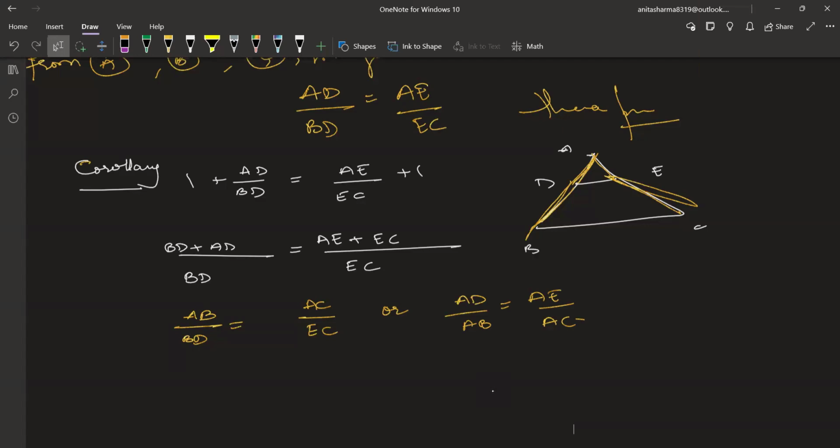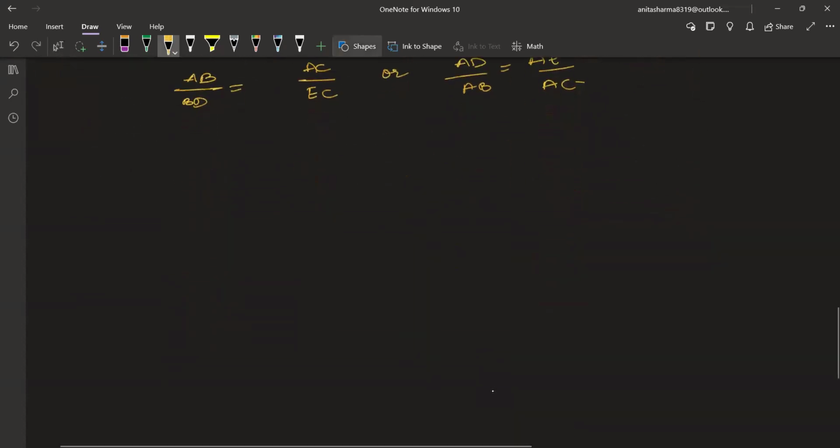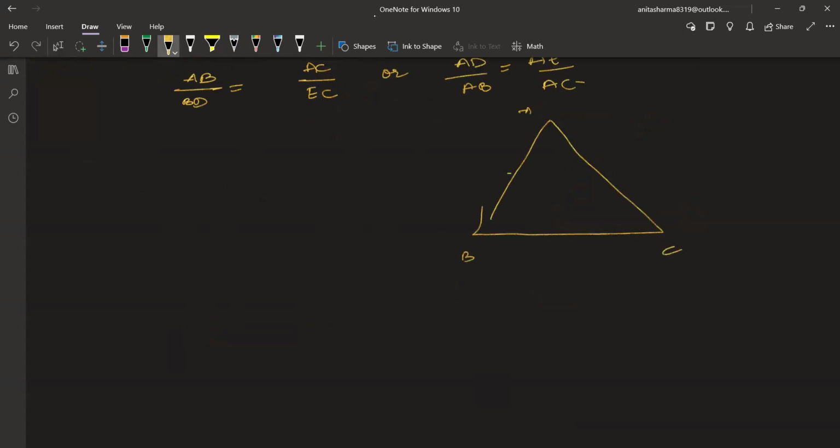So children, see which type of questions came in your exam based on this theorem. See, suppose you are given triangle ABC and DE, right? And sometimes they can give you like this is 2.4 centimeter, this is 4.2 centimeter, this is X centimeter, and this is 5 centimeter. Then find AE. So how will you find this?